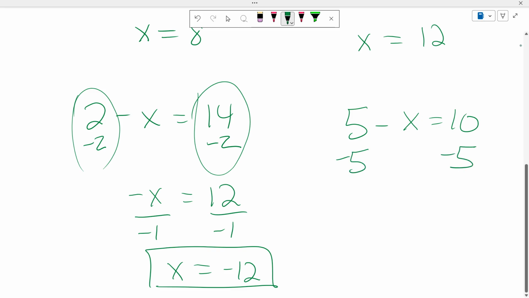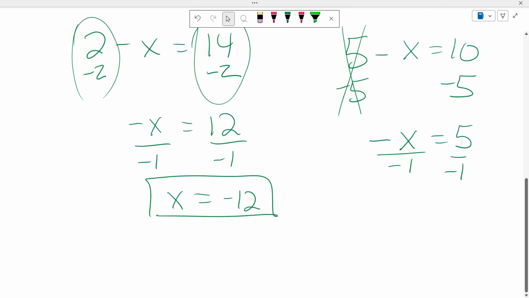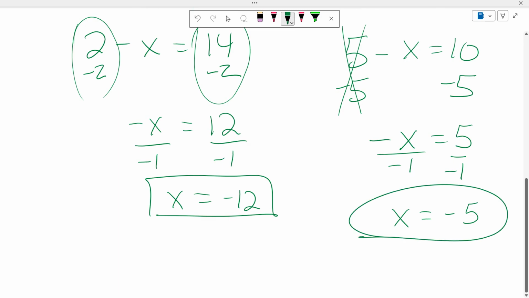So these make 0. They cancel out. So I have a negative x on this side and a 5 on this side. So then if I divide by a negative 1, that makes that negative x, positive x, and the 5 a negative. So 5 minus a negative 5 is 5 plus a positive 5, which is 10.